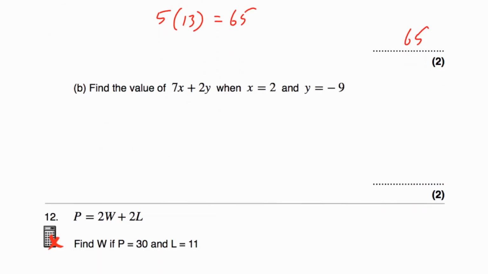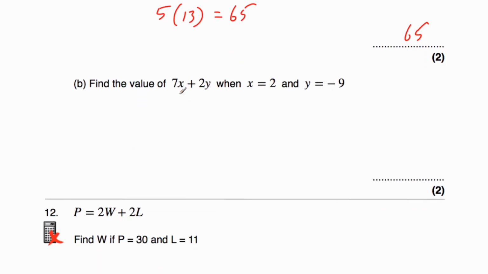Okay, question B. Question B says find the value of 7x plus 2y whenever x is equal to 2 and y is equal to -9. So 7x means 7 times x, and x is equal to 2. So 7 times 2 is equal to 14. Then we've got plus, and we've got 2 times y. So y is equal to -9.